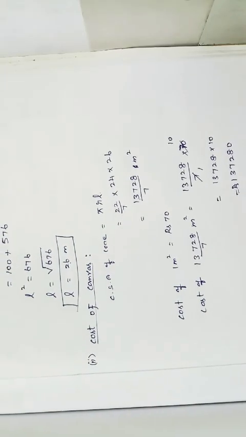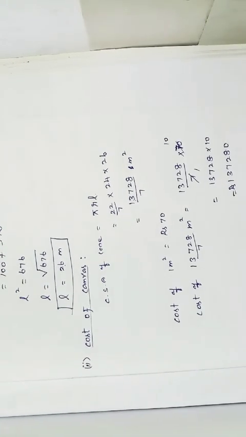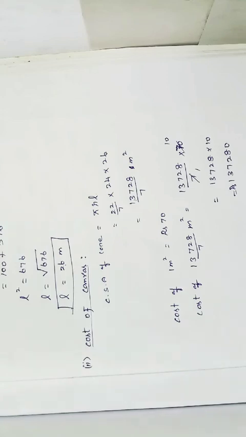Therefore, the total cost of the canvas is rupees 1,37,280. Thank you. Today sum number 1 and sum number 4 is enough. Tomorrow we can see the remaining sums, and your homework sums are sum number 2 and sum number 3. Sum number 2: find the total surface area of a cone if its slant height is 21 meter and the diameter of its base is 24 meter. Slant height L is 21 meter, diameter 24, then radius is 12 meter.